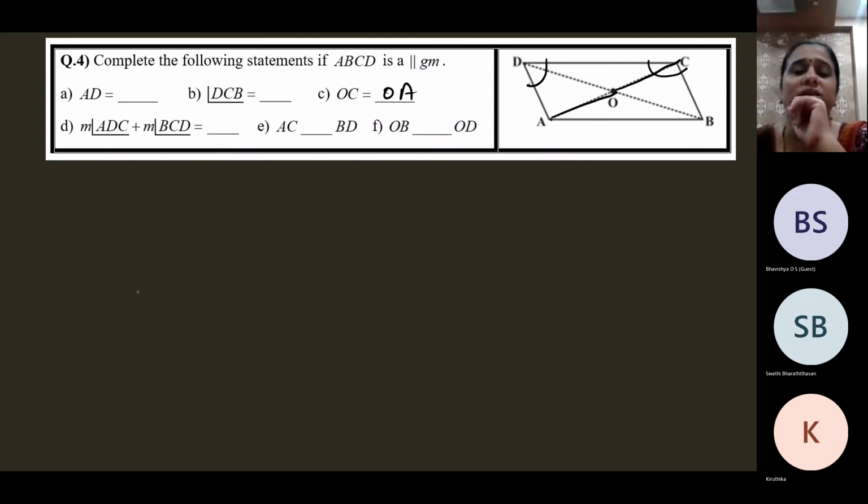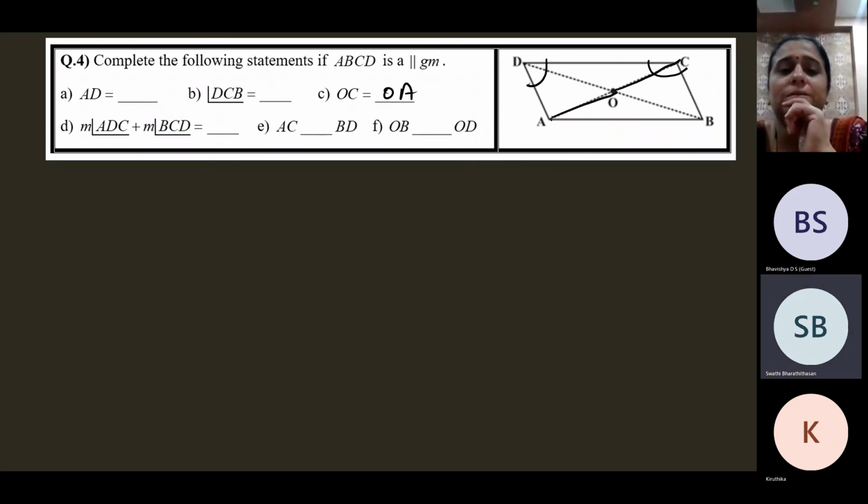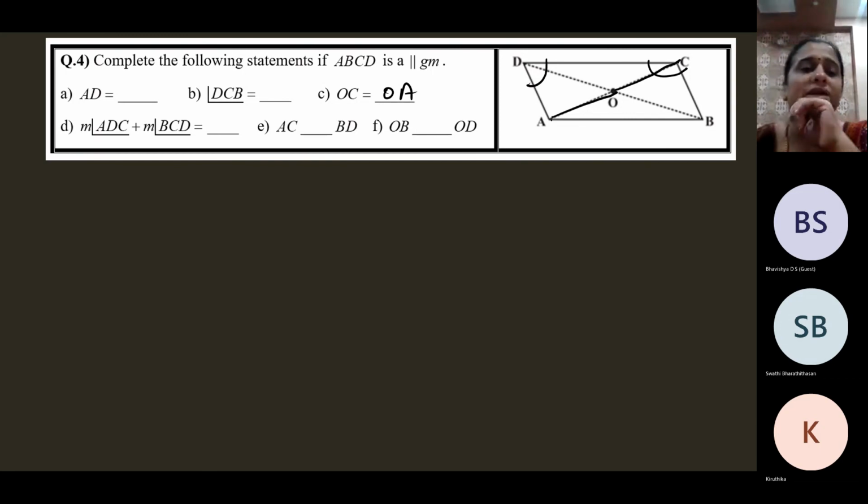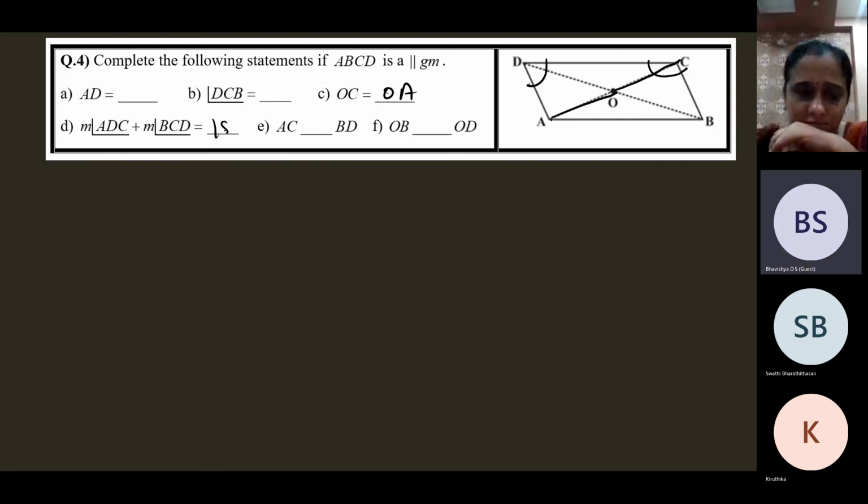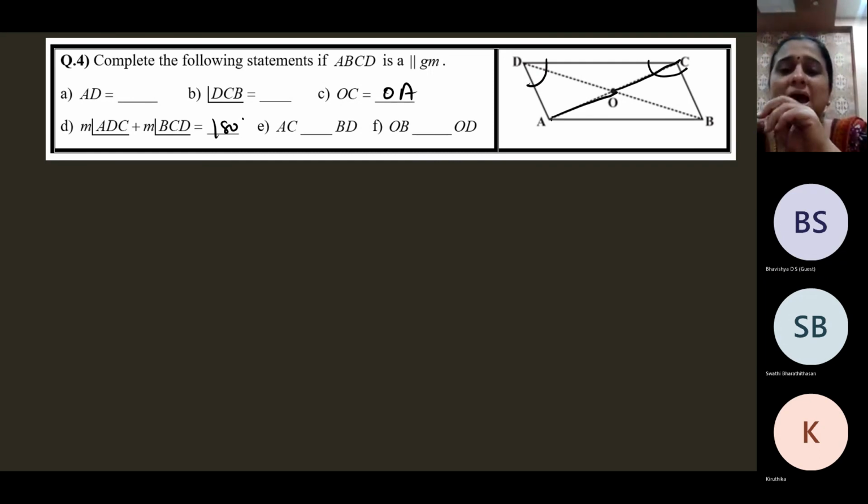Just tell the answer, Swati. I'll ask the reason from somebody else. Ma'am, 180. Yes. So Bhavishya, what is the reason? Because measure of ADC and measure of BCD are adjacent angles, ma'am. So they are supplementary. Very good. In a parallelogram, adjacent angles, the next angles, C and D, D and A, and B and C, are supplementary. Very good.